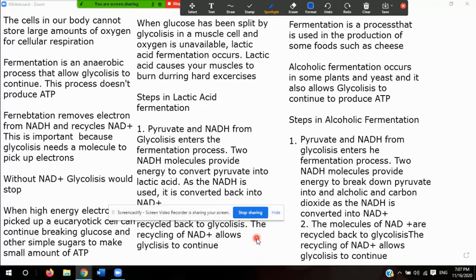So guys, this has been a summary of the fermentation process of the lactic acid fermentation as well as the alcoholic fermentation.